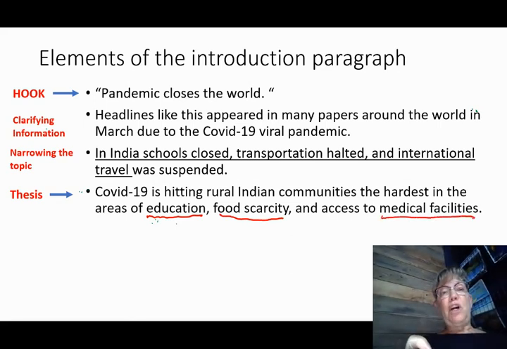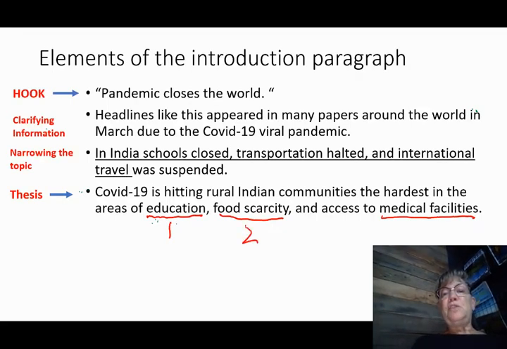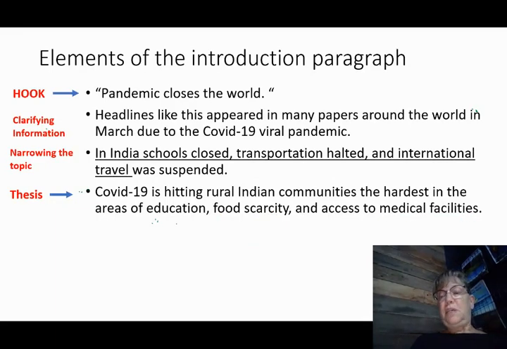As we move on to our body paragraphs, I want you to remember the order that we put these in. This is going to be body paragraph number 1. This is going to be body paragraph number 2, and this is going to be body paragraph number 3. So just remember that when you are talking about these different things. Okay, I'm just going to erase this so we can see what comes next.